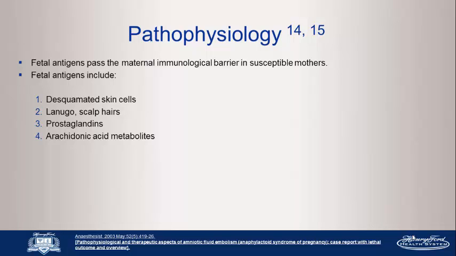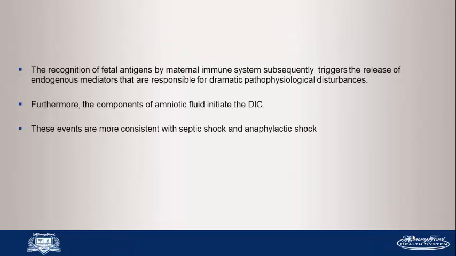prostaglandin or material from the placenta like arachidonic acid metabolites. When they go in there, the immune system of the mother recognizes this as a foreign body and triggers all the endogenous mediators that cause the inflammation cascade afterwards, and it can cause DIC as well. So these patients not only will be hypoxic and hypotensive, but they bleed profusely. And this picture is actually more consistent with septic shock and anaphylactic shock than an embolic phenomenon, but we still call it amniotic fluid embolism.